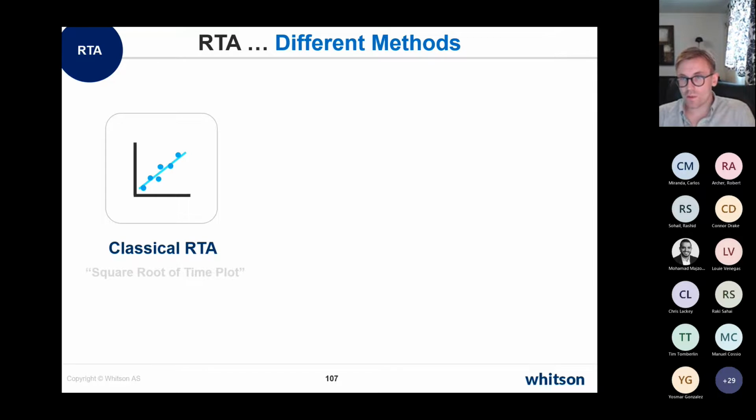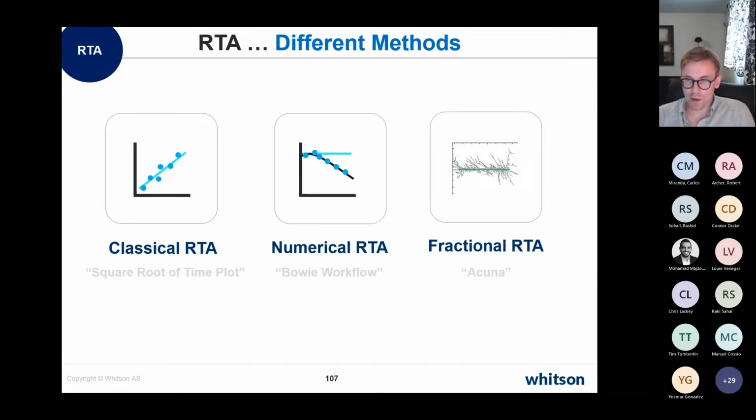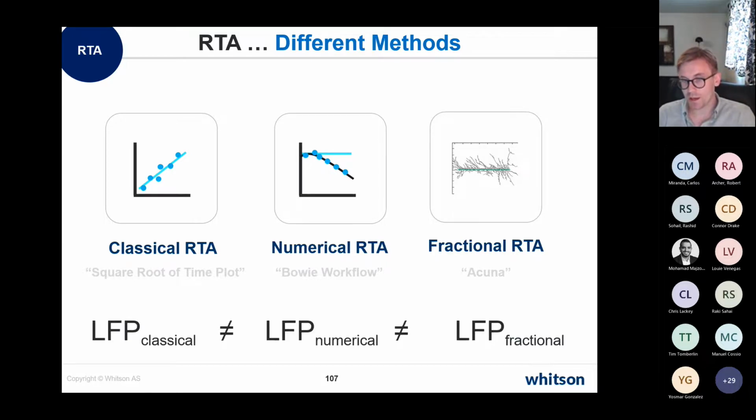And the different methods, classical RTA, numerical RTA, and fractional RTA, have some different assumptions. So when it comes to comparing average Ks across these different methodologies, you should know the fundamental assumptions and their fundamental differences, and you should not expect them to be the same. A simple example is classical RTA assuming just single-phase flow versus numerical, accounting for all the numerics and superposition, etc. The same goes for fractional. So just keep that in mind.